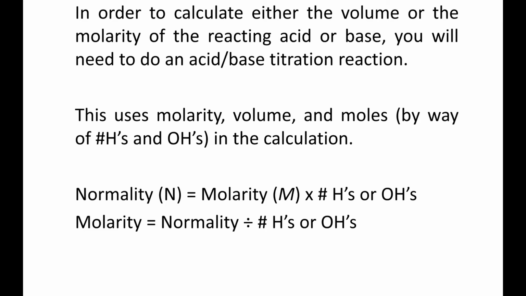Normality, we're using normality here, is the molarity times the number of the H's, and that's only for an acid, or the OH's for the base. You'll know the difference because the acid will have H in it and the base will have OH in it. So now to get back to the molarity, which is the M, you have to take the normality and divide it by the number of H's or OH's.